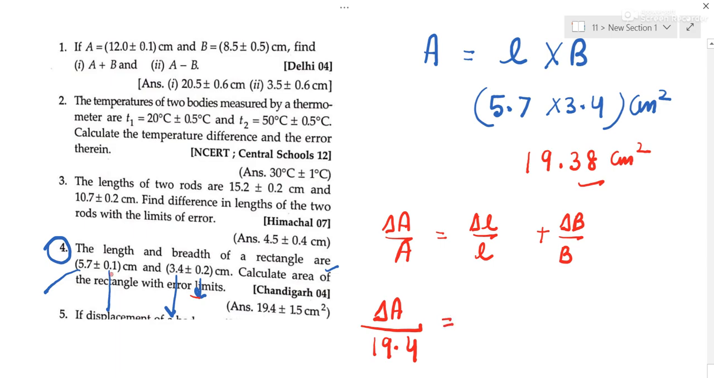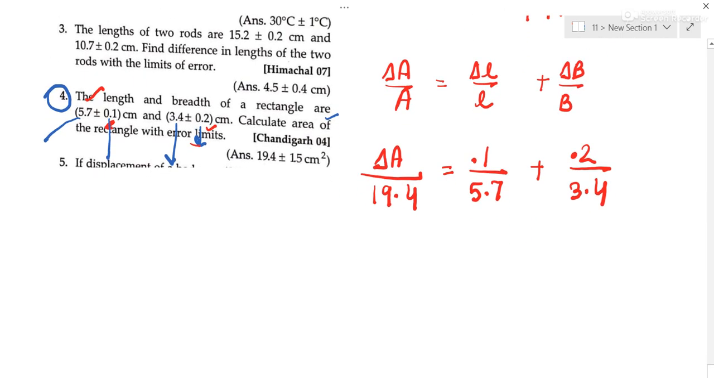If you wish, you can write. What is del L? You can see here it's 0.1. And what is L? 5.7. Then del B is 0.2. Breadth says 3.4. Substitute. Now divide these. You can divide these values like this is coming as 0.0175. Similarly, you divide the next. Point would be cancelled. So basically it is 2 by 34. That is coming as 0.058.